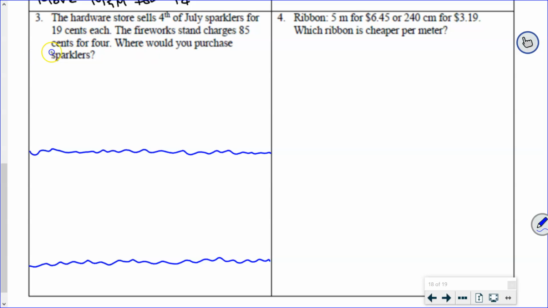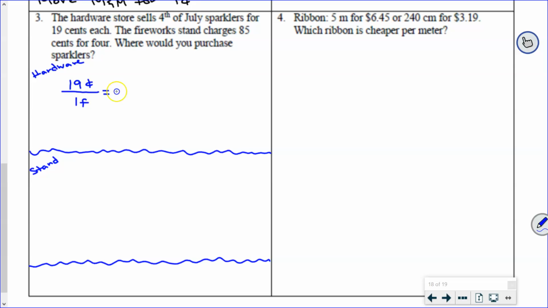And we can see that we have the hardware store. And this is the fireworks stand. So as I set this one up, we have the sparklers, 19 cents each. Listen to what that says, 19 cents each. That means I already have a unit rate. 19 cents each means for 1 firework. I'm going to use F for firework.